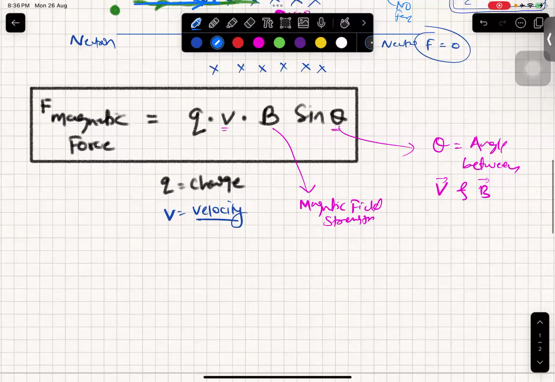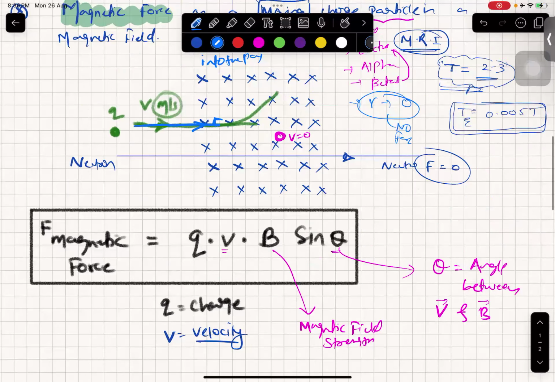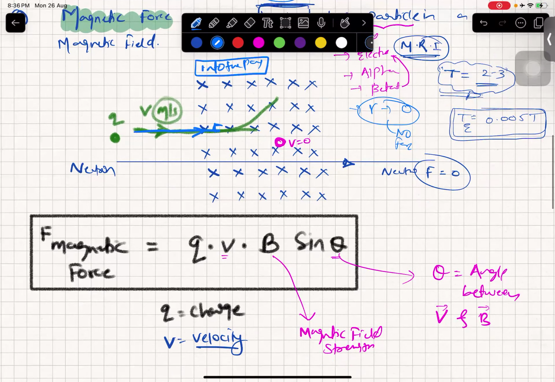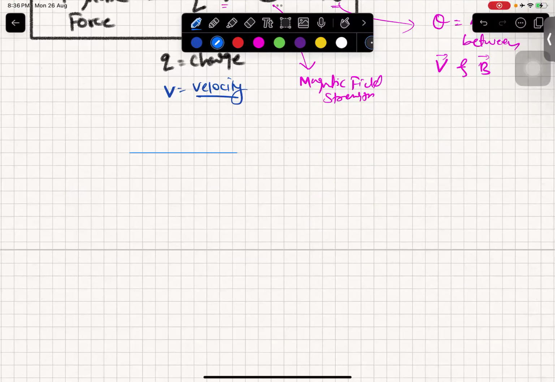But if the magnetic field is also going in the same direction and the charged particle is also in the same direction, so let me show you here, then it won't be affected. Let's say this is also the magnetic field strength and the charged particle is also moving like this. It won't be affected. In that case, theta will be 0. Makes sense.